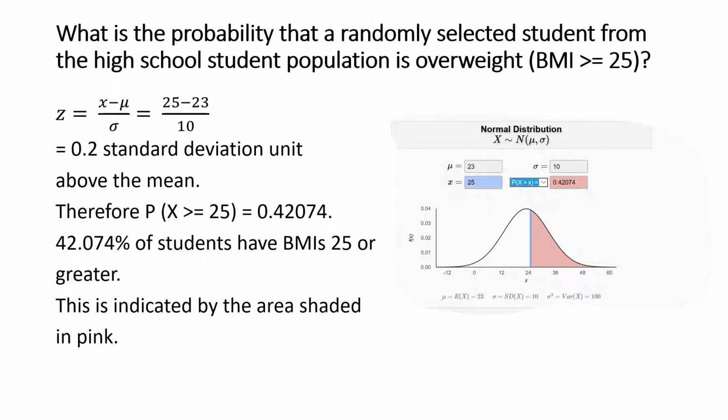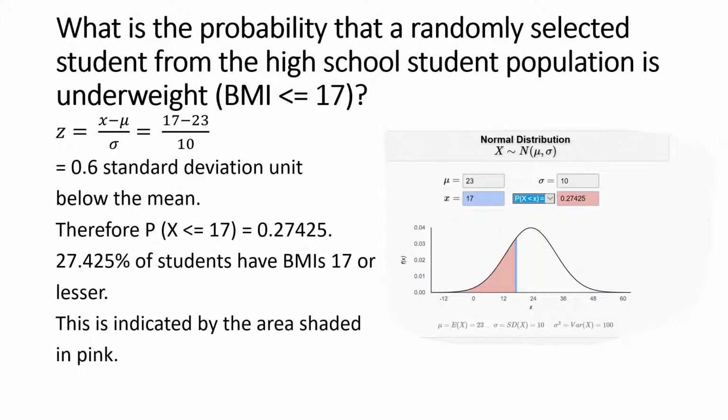And then we translate the z-score we obtain to p-values or probabilities. We get 0.42074. This means that slightly over 42% of students are overweight. They have BMI 25 or greater. This is indicated by the area shaded in pink.